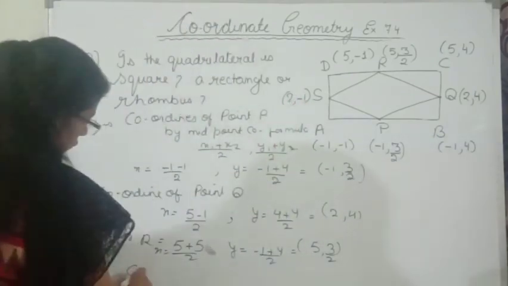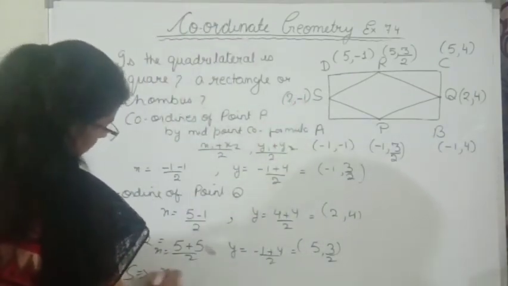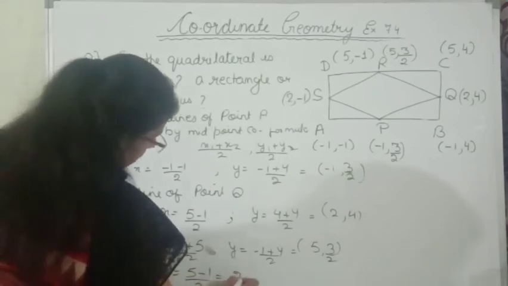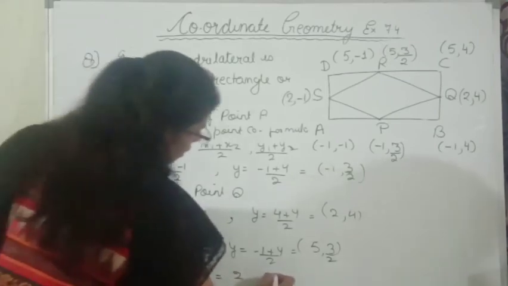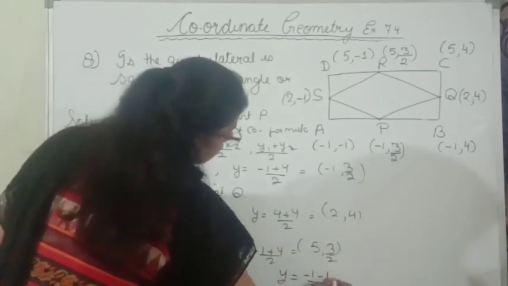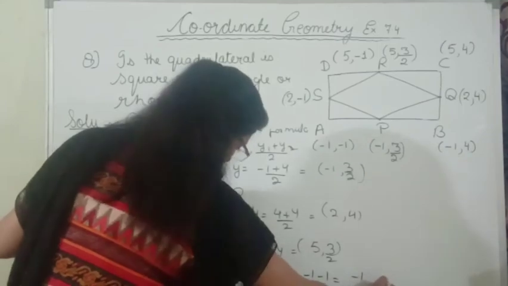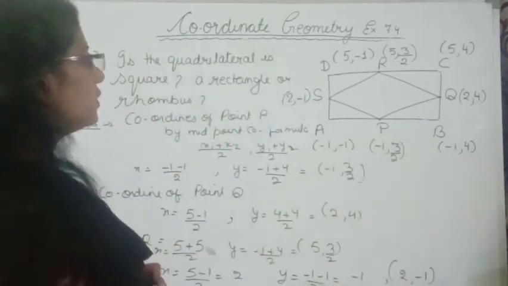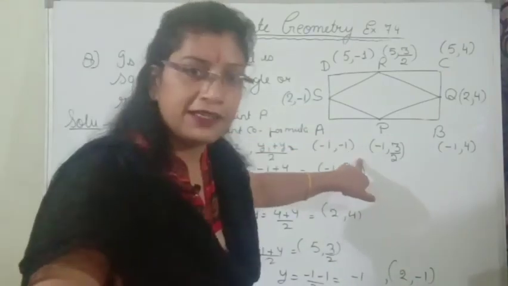ठीक है, so for S, x coordinate is (5 minus 1) divided by 2, that means ये 2 आ गया, and y coordinate is (minus 1) divided by 2, that means ये minus 1 आ गया. तो ये coordinate हो गए (2, minus 1). So we got the coordinates and I have already written here.